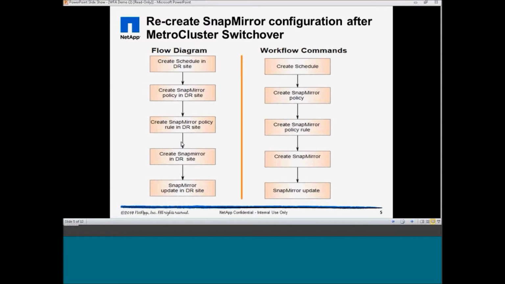The final step would be SnapMirror update. This SnapMirror update is in order to take care of cache seeding. Suppose there are scheduled updates, then in order to have them run successfully in future, there should be at least one manual update. So this step will be taking care of that. So let me go and demonstrate the workflow.